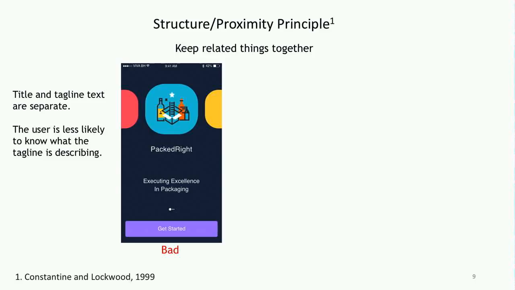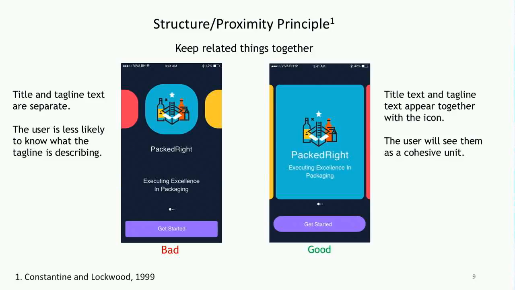The title and the tagline are in completely separate locations, so it's unclear what the tagline is describing. And here's a good example. Here the title and the tagline text appear together, so the user is more likely to see them as a cohesive unit in the design.